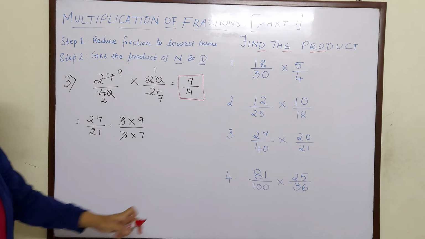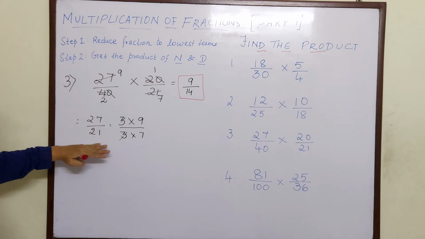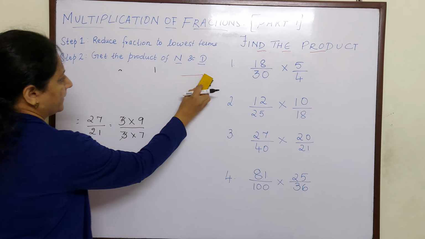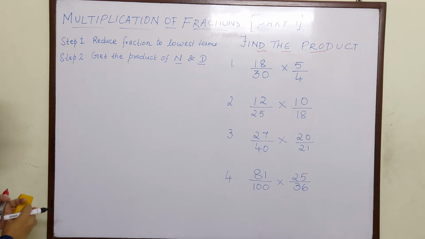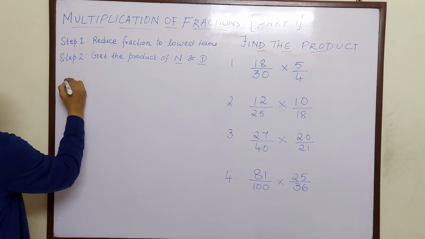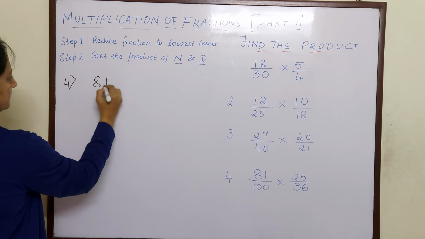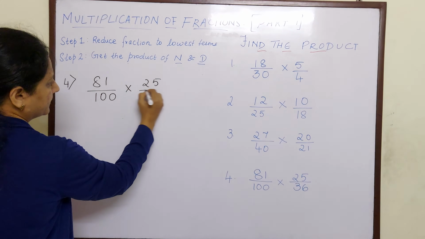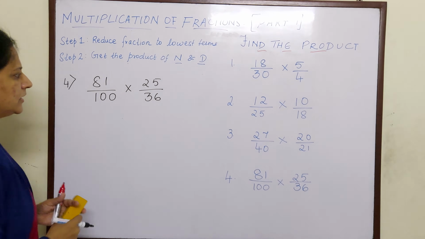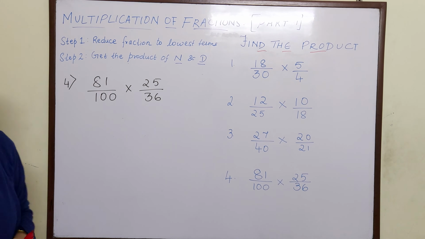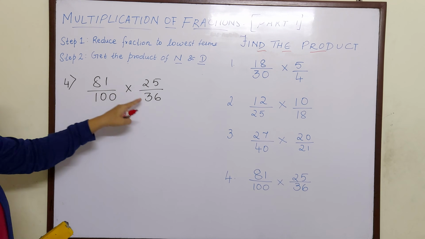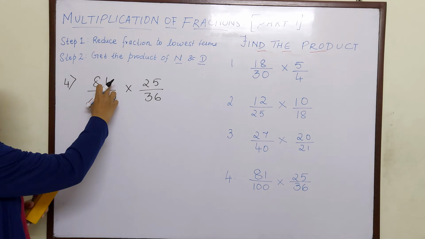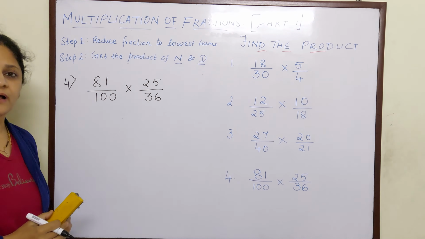Okay. Now children, we will do this sum without writing like this. We will do direct cancellation in the sum itself. 81 by 100 into 25 by 36. Okay. Now if you see children, if you know the tables of 9, it is very clearly visible that both are multiples of 9. 9 nines are 81, 9 fours are 36.